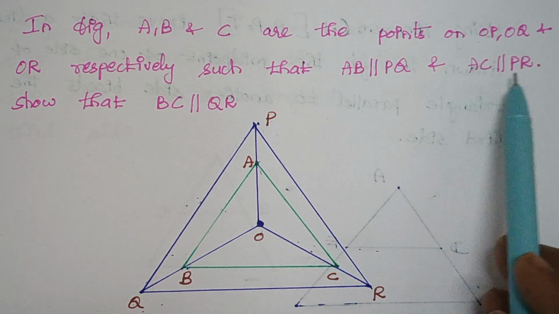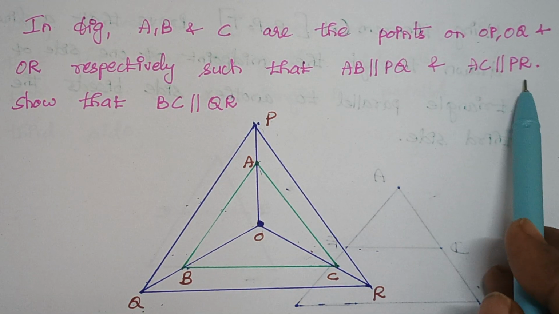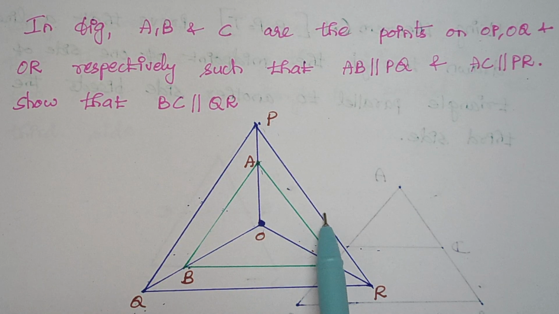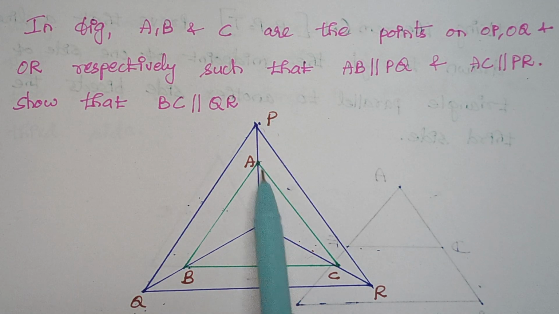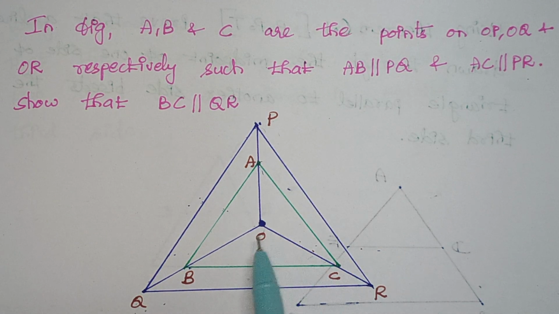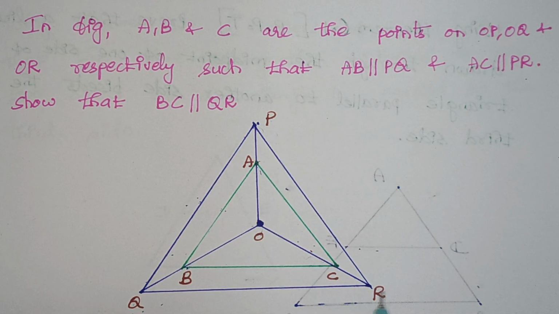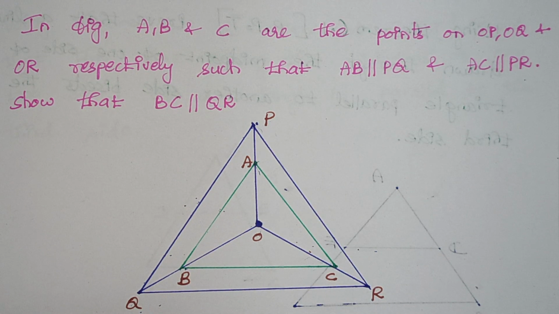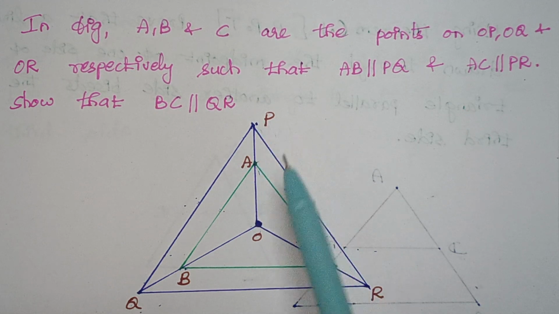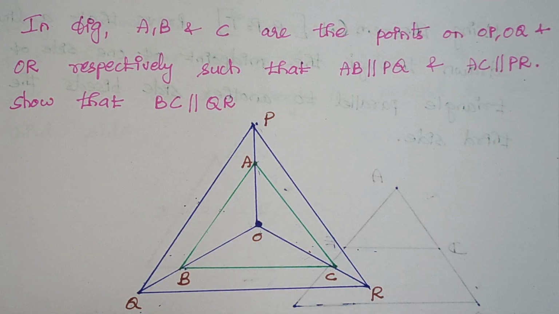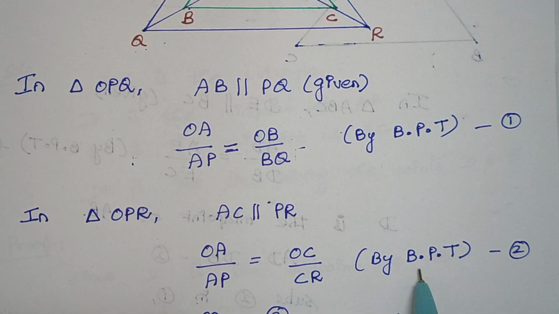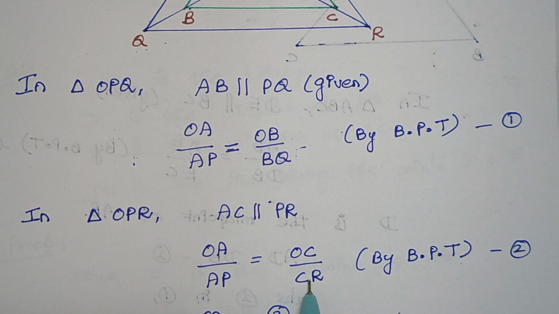So what is the next condition? AC is parallel to PR. Here is my AC and here is my PR, and these two lines are part of the triangle OPR. As these two sides are parallel, we can again make use of the basic proportionality theorem. So we can write OA by AP is equal to OC by CR. Mark it as equation 2. Again, we are using the basic proportionality theorem.